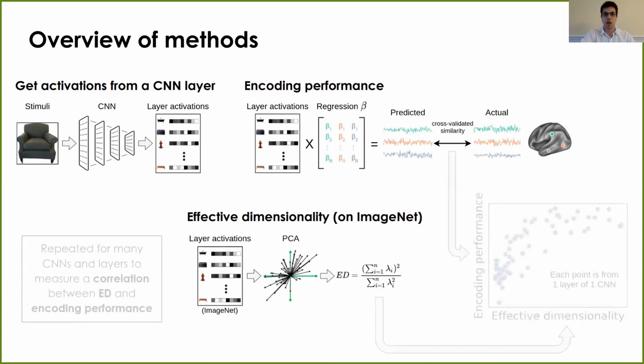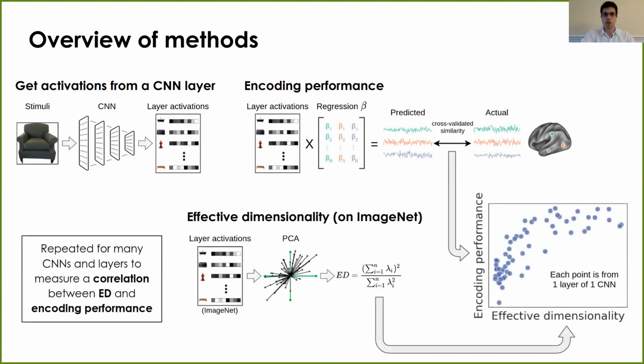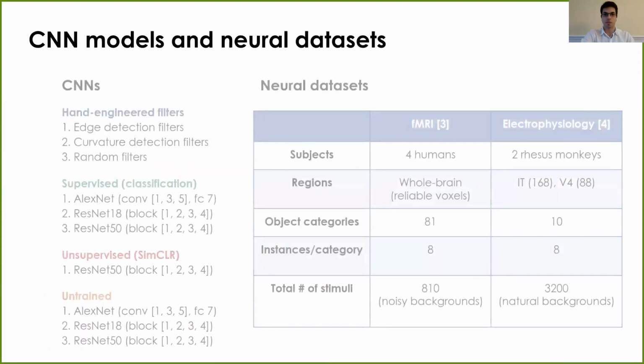We then run PCA on the layer activations to compute their corresponding effective dimensionality. And then finally, we want to measure the correlation between dimensionality and encoding performance, so we repeat this process for a large number of models. And here in the plot, every point corresponds to one layer of one CNN.